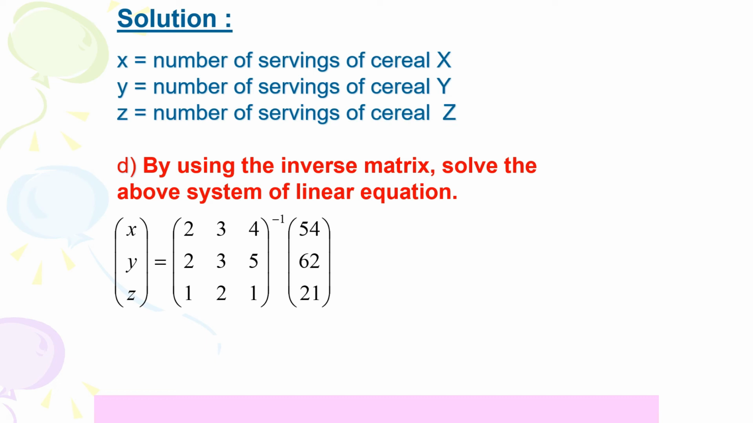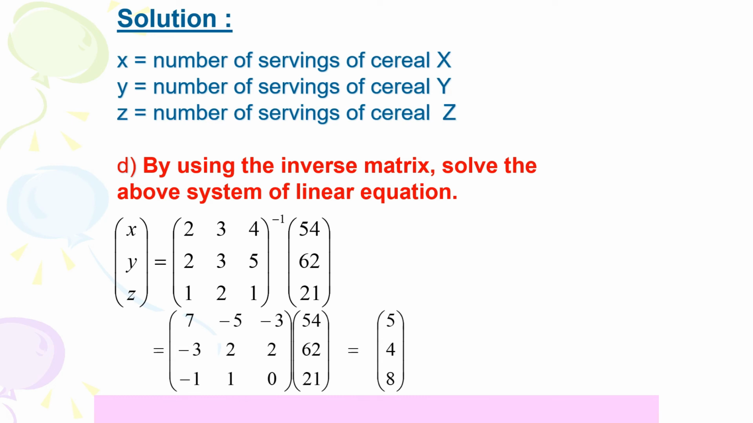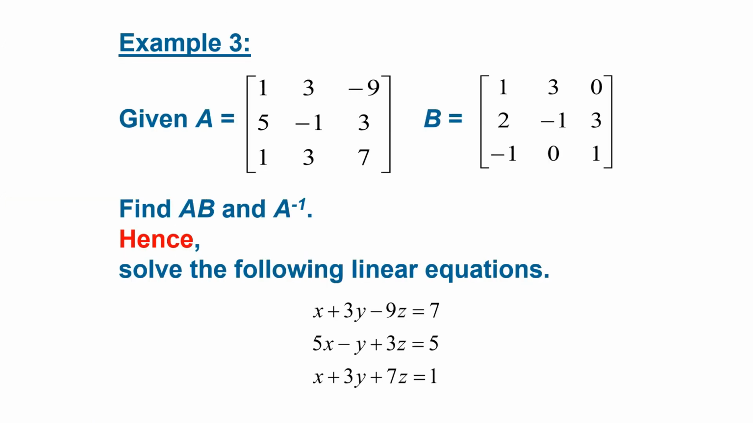We already proved in question C that the inverse matrix of A is correct and true, so we can use it directly and insert it into the solution. We multiply the inverse matrix of A with B, and then you will get the final answer, which is x equal to 5, y equal to 4, and z equal to 8. And then let's go to example 3.